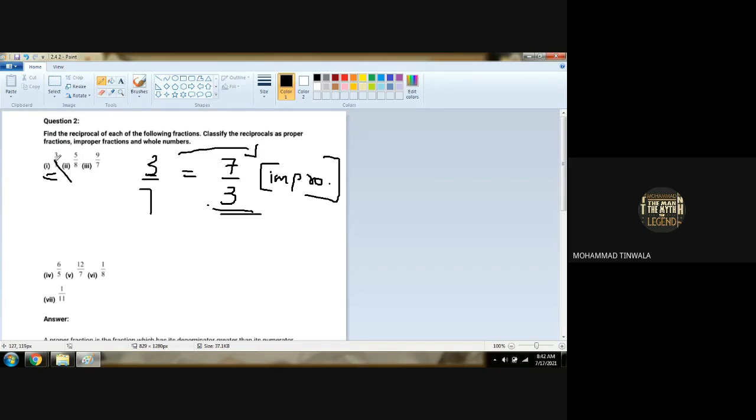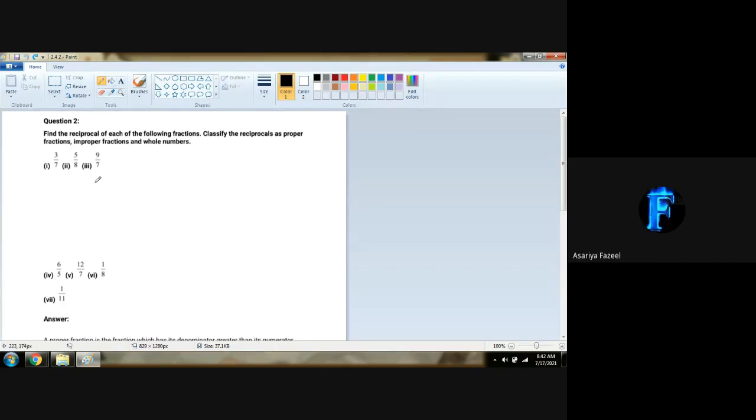Same way 5 upon 8. 5 upon 8 was a proper fraction, and what will the reciprocal of 5 upon 8 be? Who will tell me? What was the reciprocal of 3 upon 7? Nonsense, boys. Seriously. What was the reciprocal of 3 upon 7? 7 upon 3. And the reciprocal of 5 upon 8? 8 upon 5.